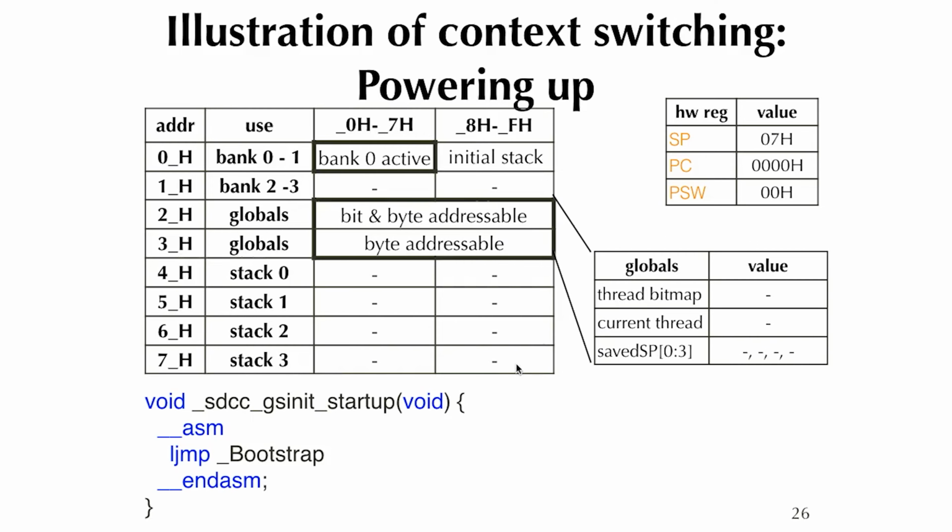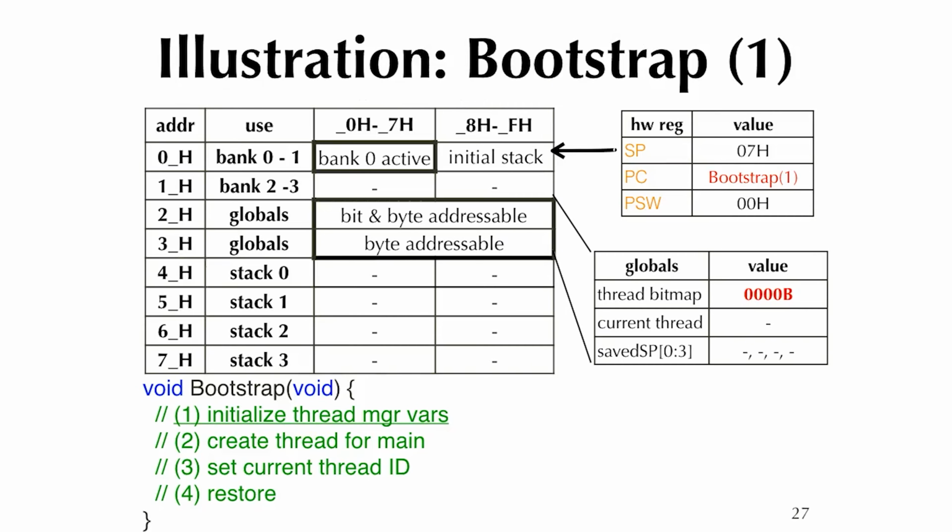And the stacks take 40 to 4F, 50 to 5F, 60 to 6F, and 70 to 7F for these four stacks. So then on power up, SP points at 7, PC is at 0, PSW is also 0, so that means it's selecting bank 0. Okay, and our globals are currently uninitialized, and it does a bootstrap jump.